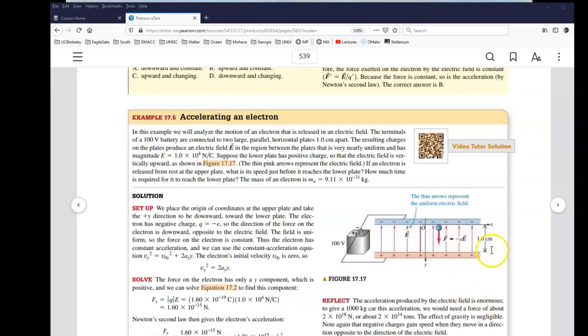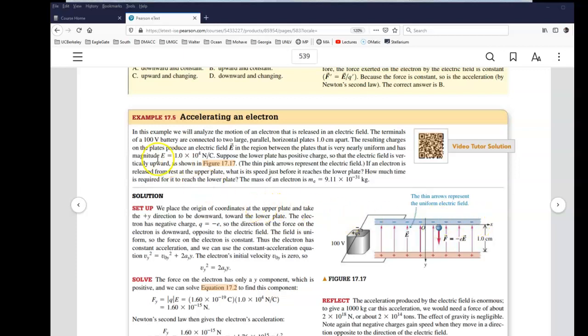And those plates are separated by a distance of 1 centimeter. I'm telling you all of this before I read the problem. And then there is a negative charge here, and he's asking some question. Okay, let's see. In this example, we will analyze the motion of an electron. Here's an electron right here that is released in an electric field. So the electron is being forced to be in the negative. Remember, it's being repelled to be in the negative because the electron itself is negative.